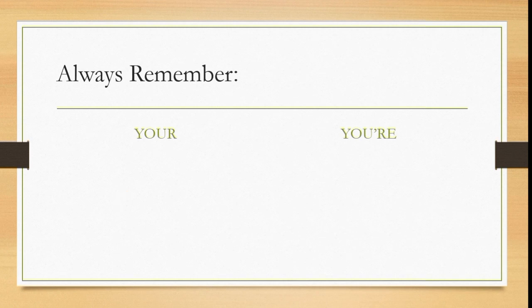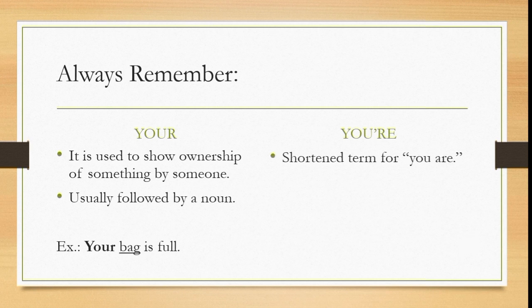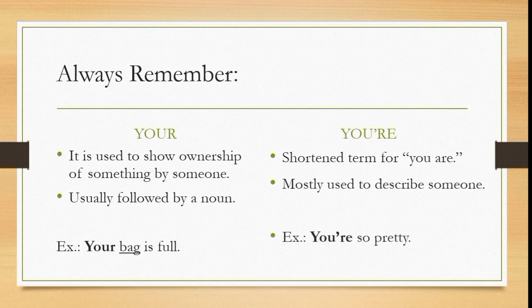Now always remember the difference between your and you're is that your is used to show ownership, and it's usually followed by a noun that acts as a direct object. Example, your bag is full, with the word bag here as a noun acting as a direct object of the word your. The direct object that is possessed by the word your. And the word you're is used to describe someone. Example, you're so pretty.